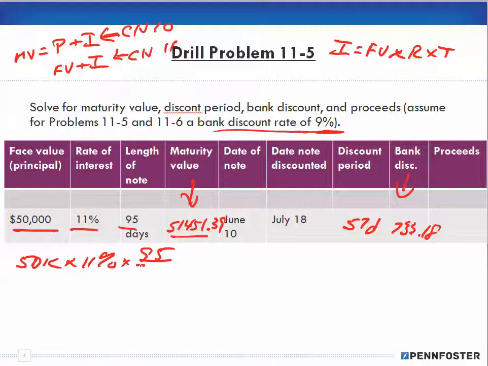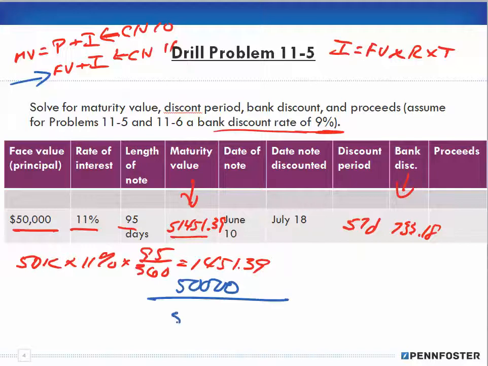over 360, which ended up giving us our interest of 1,451.39. And of course, maturity value is face value plus interest, so we add the 50,000 to it, and we end up with 51,451.39. Now that's the maturity value of the note, for 50,000. It has nothing to do right now with discount.